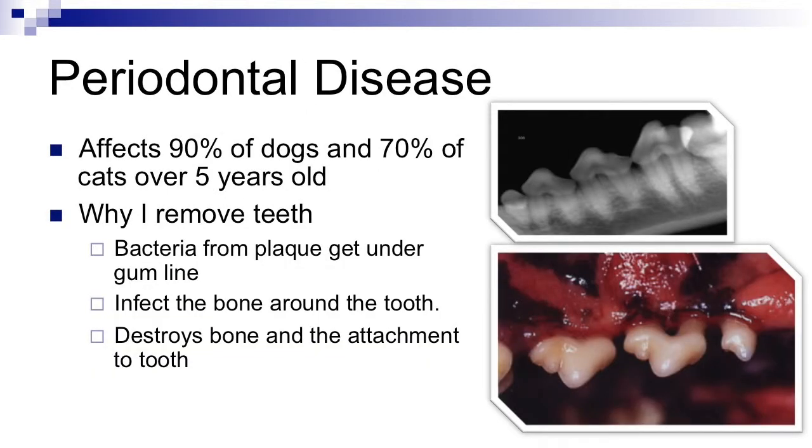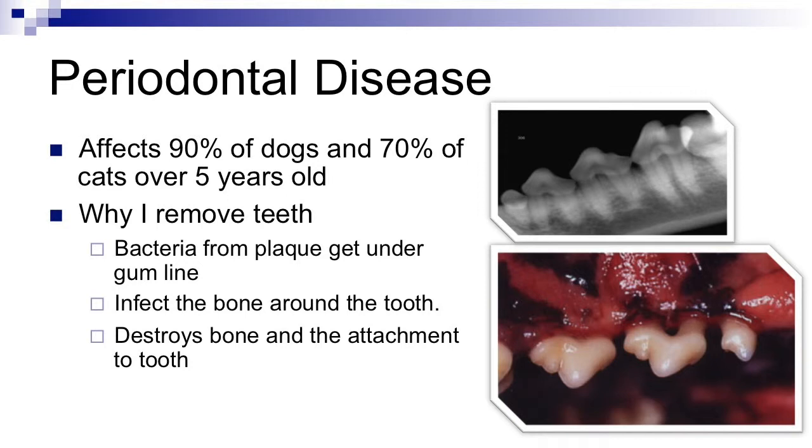In an exam of the mouth, periodontal disease is probably going to be the number one disease that we are going to find if we're going to find dental disease in the mouth. We're going to talk about some of the other ones later, but really we're going to spend a lot of time talking about periodontal disease, because that is the most common thing. That is the thing that we fight with the most. As you see, 90% of dogs are going to have dental disease or periodontal disease, and 70% of cats over the age of 5 are going to have periodontal disease. So it affects a huge percentage of our pets.